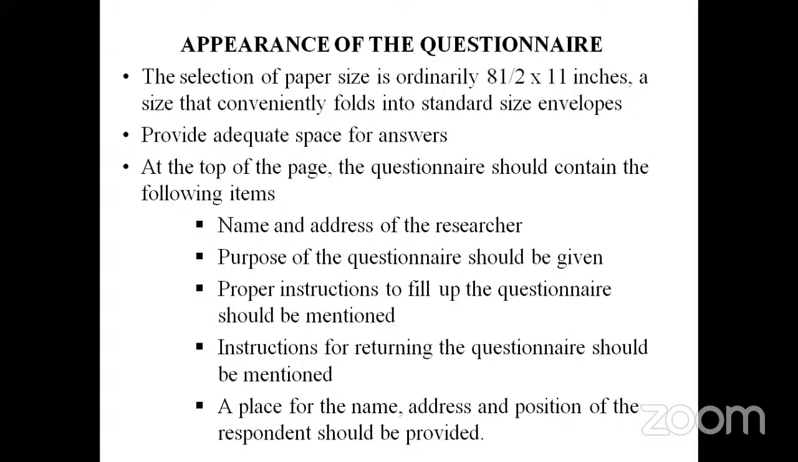At the top of the page, the questionnaire should contain the following items: name and address of the researcher. The purpose of the questionnaire should be given. Proper instructions to fill in the questionnaire should be mentioned. Instructions for returning the questionnaire should be mentioned. A place for name, address, and position of the respondent should be provided. These things you have to keep in your mind.